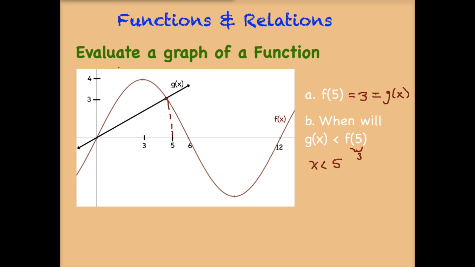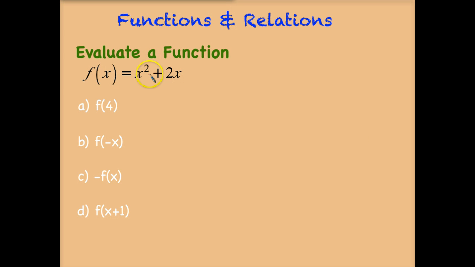Let's move on to a different type of evaluation. Let's just look at our algebraic functions. Let's evaluate a function. Here we have x squared plus 2x, and we want to evaluate it for f of 4. How do we do that? Well, hopefully you remember that we just take 4 and we substitute it in for x. So let's go ahead and do that. Once we replace x with 4, we have this. We can now simplify by taking 4 squared to get 16 plus 4 times 2, which is 8, and that gives us 24.